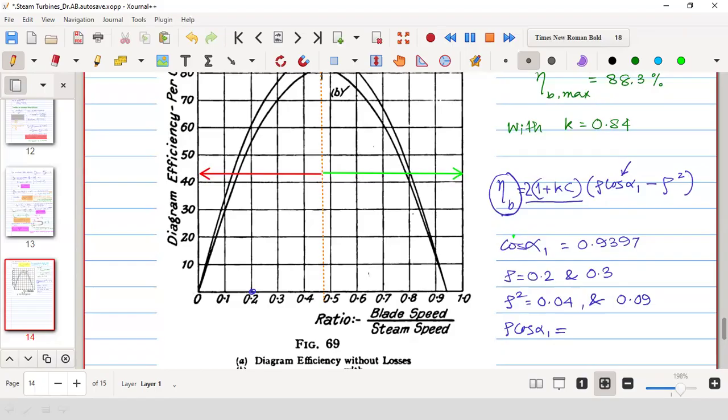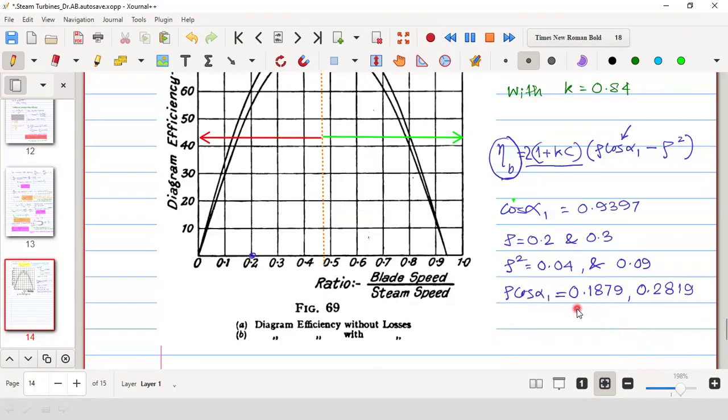0.1879. Exactly. Okay, 9, right. If it is 0.3, 0.2819. Okay, so this is the value. So you see how much this is increasing.